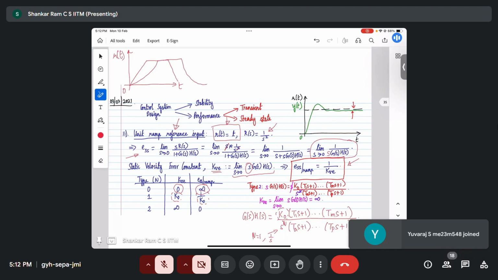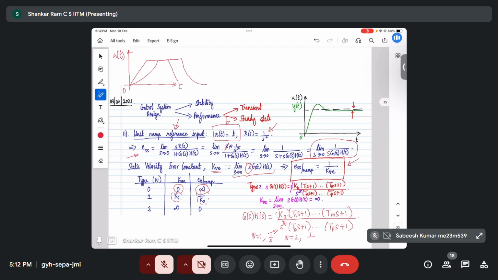However, that is not a feasible solution, right? Because a high open loop gain has some other implications. Consequently, this is what we have. But if we go for type 2 systems and higher, so if you have capital N equals 2, we have a 1 by s square term in the denominator. That's what we have represented here. One of the s in the s square term cancels off, so K_v will tend to infinity.